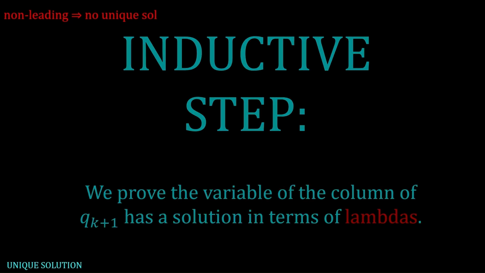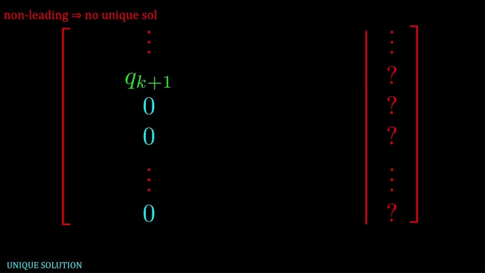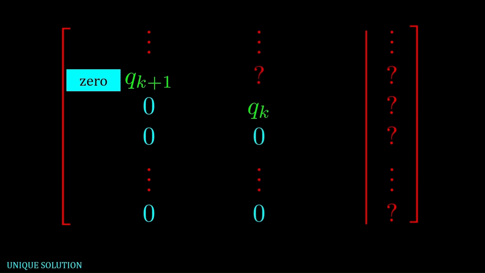Okay, so we have the matrix looking something like this. Everything to the left of it is 0 in that row at least, because Qk plus 1 is a pivot. Now consider the next pivot to the right, which would be Qk. Now I'm just going to label these columns as C and D. And so these are the variables.